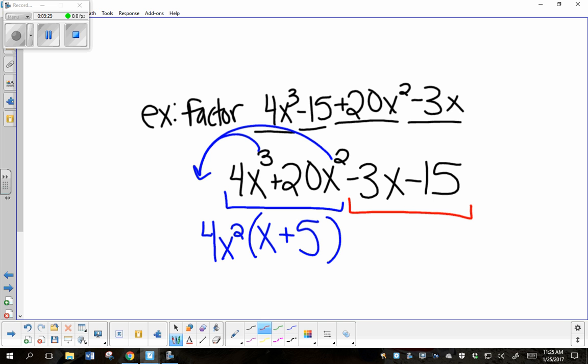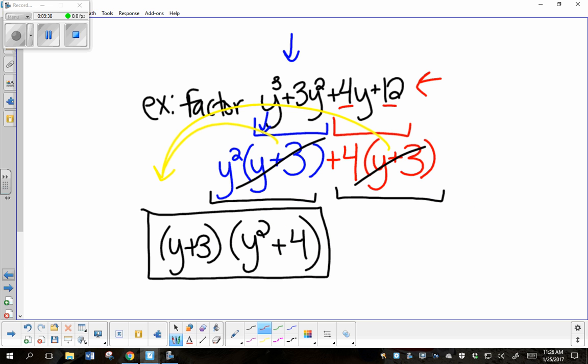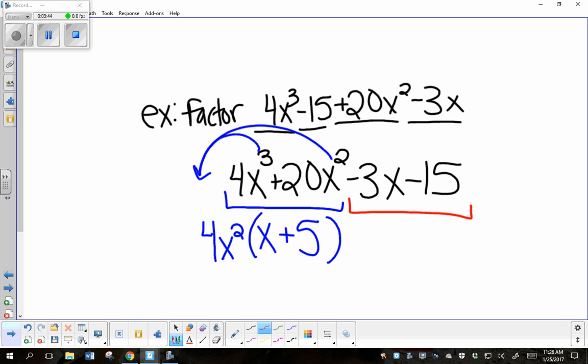Now, when we factor something out of our second set, the negative 3x minus 15, remember what we want to happen. I'm going to go back and look at our previous one. See how we have the same thing here and here? We want the same thing to be in both of our terms. So if I pulled out a positive 3 right here, I would be left with x minus 5, and that is not the same as that. So we don't want to pull out the positive 3 right there.